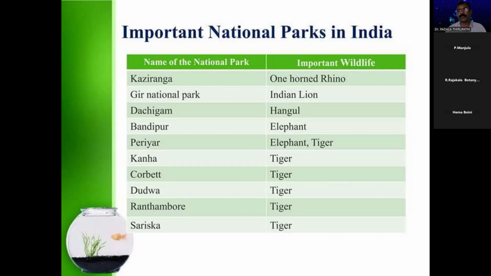Corbett is in Uttarakhand, that is Jim Corbett. It is the first national park in India, the most suitable for conservation of the Royal Bengal tiger, our national animal. Dudhwa, Uttar Pradesh. Ranthambore, Rajasthan, and Sariska also belongs to Rajasthan. These are the most important national parks, and they conserve different animals. These names and states are also important. Okay, so these are important.